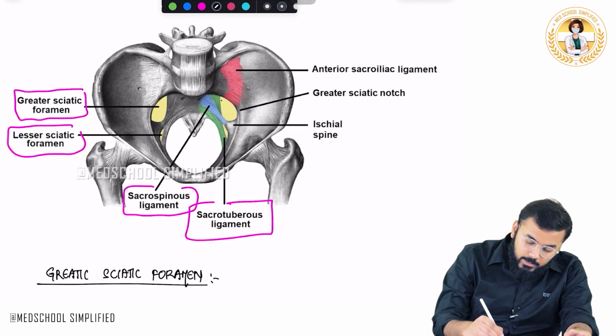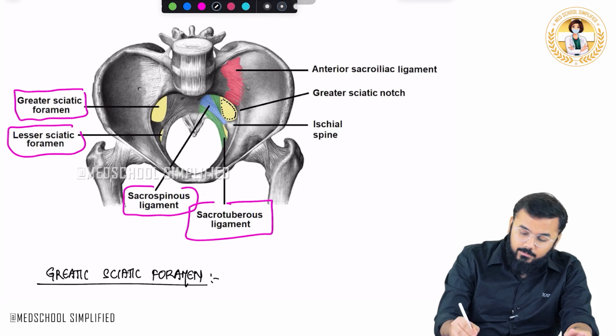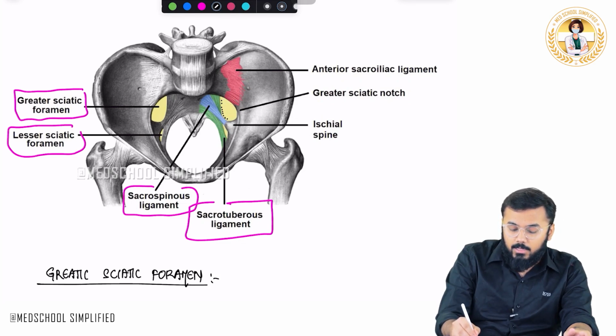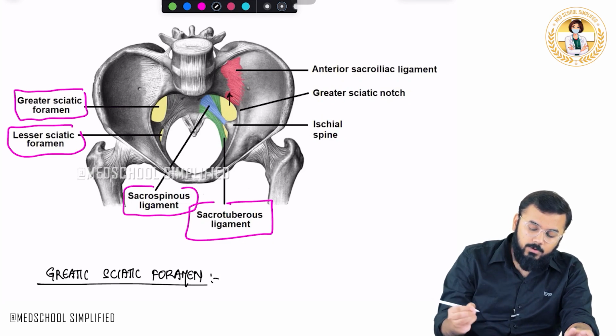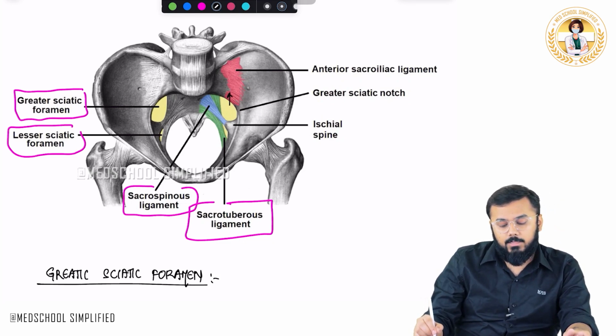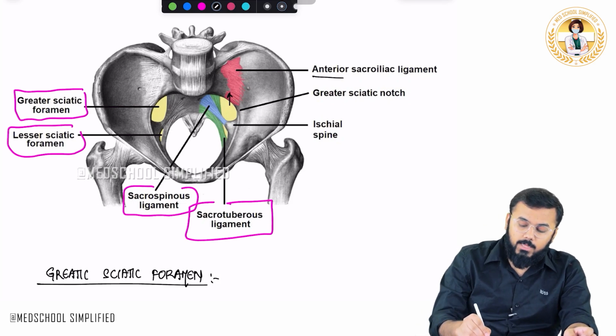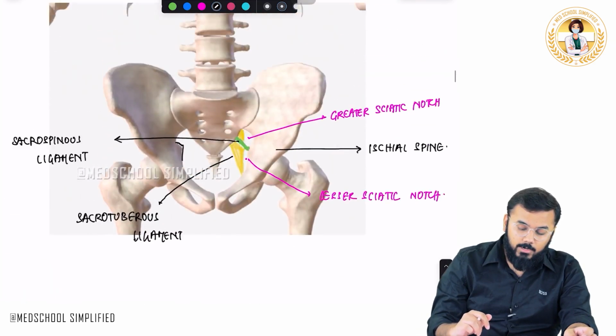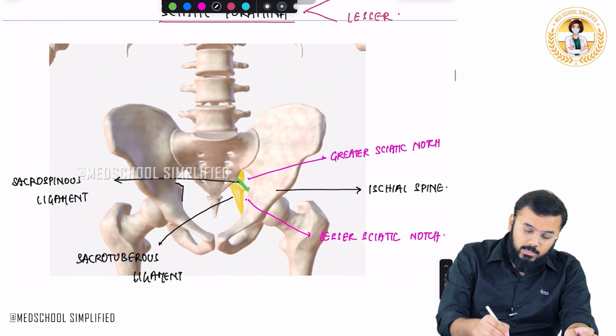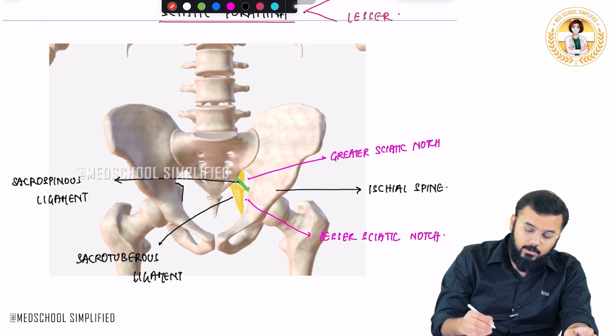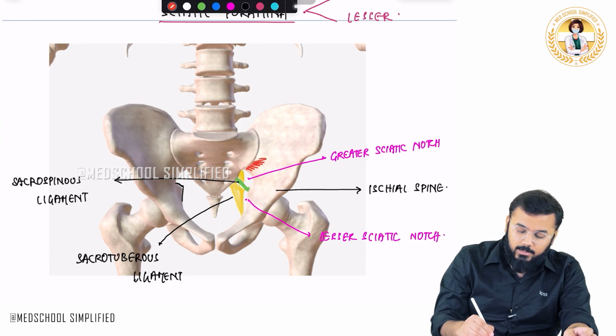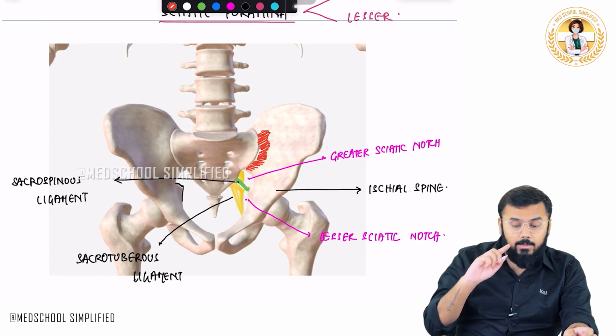If this particular thing is your greater sciatic foramen, and I am asking about the superior border, it means this one, the thing that is shaded in red. That is your superior border, which is the anterior sacroiliac ligament. So exactly here you have the anterior sacroiliac ligament.